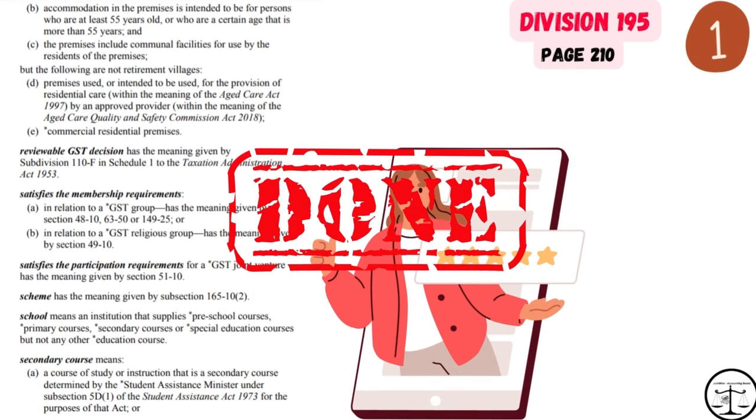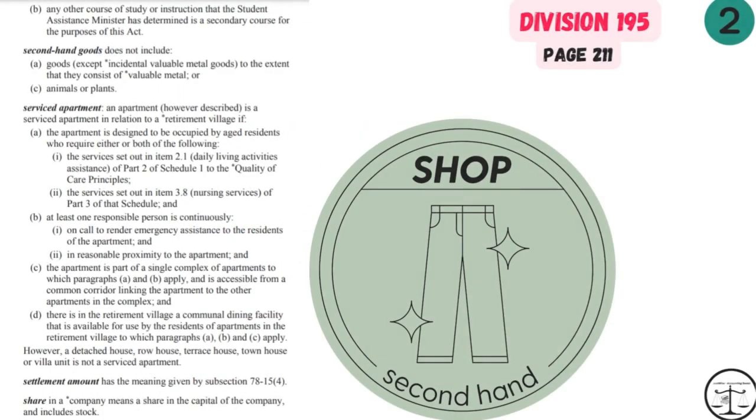That was it for page number 210. This was the first section of this video. Now we will head to section 2. Now we will explain words on page number 211 of Division 195 of GST Act Volume 2. This will be section 2 of this video, for dictionary. Please find words on screen.